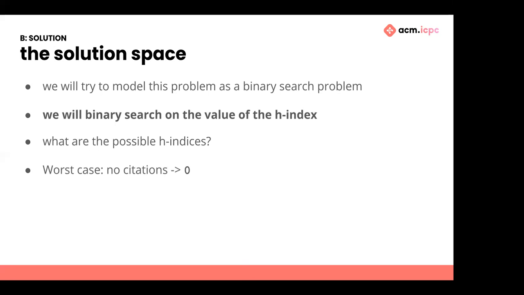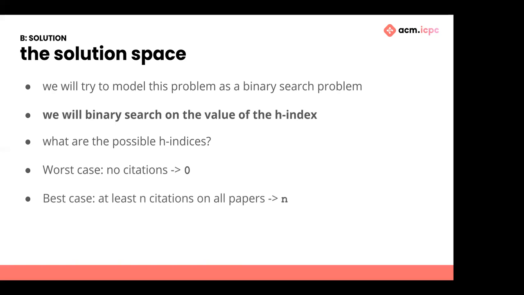And the reason for a lower bound of 0 is that in the case that each paper given in the input has no citations, then even an H index of 1 wouldn't work because there's not a single paper that has even a single citation. So the lowest possible H index is 0. And then on the other hand, the best case is an H index of n.